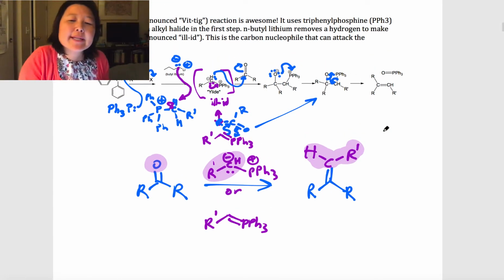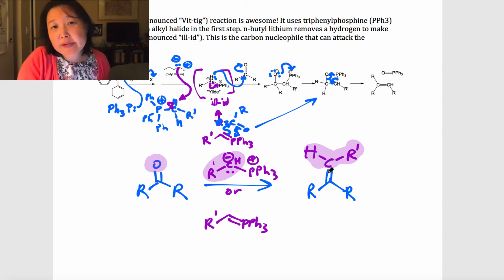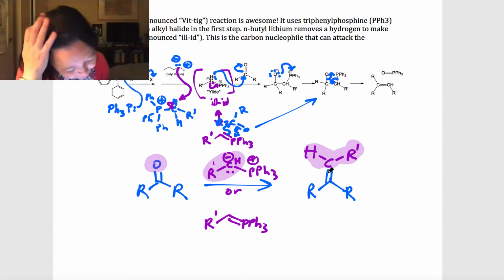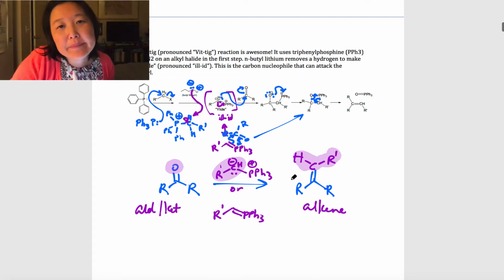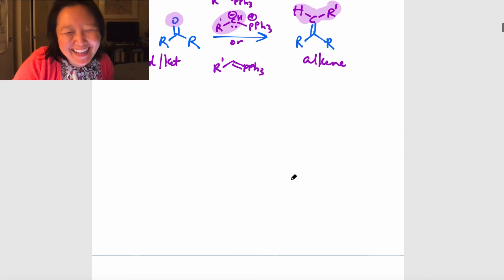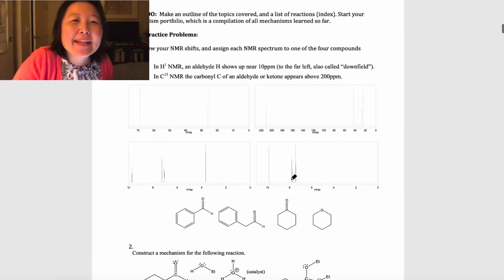So what you want to pay attention to is that you're going from a carbonyl group, like a ketone or aldehyde, to an alkene. So if it helps you to write out the words, please write out the words. It's going to take a while before you can really see when to use this reaction. So don't worry, plenty of practice problems for you to work on. And here they are.